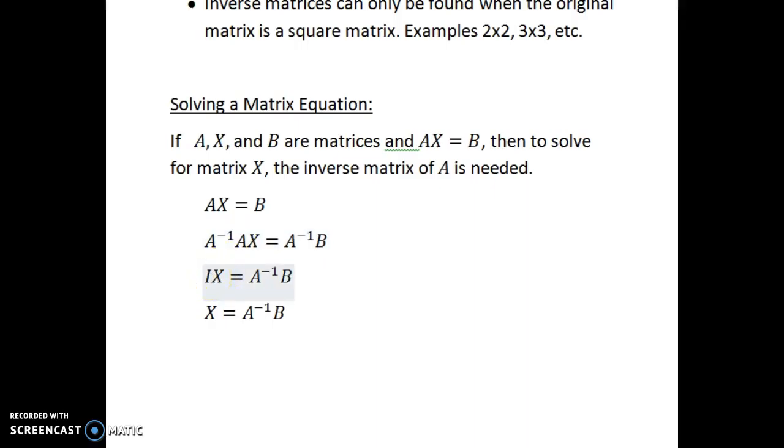So I have I times X now on the left-hand side of the equation. Any identity matrix multiplied with another matrix always gives you just the other matrix, so IX equals X. On the right-hand side, the inverse of matrix A multiplied with B, I would do on a calculator or technology, and it will give you some sort of resulting numeric value. So if I want to solve an equation that involves three matrices, AX equals B, the answer is found by X equals A inverse multiplied with B.